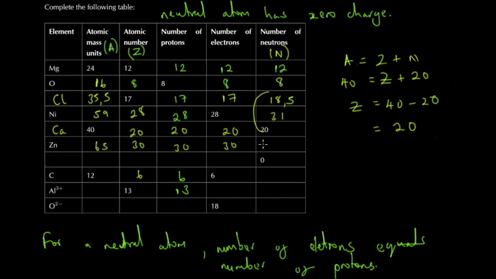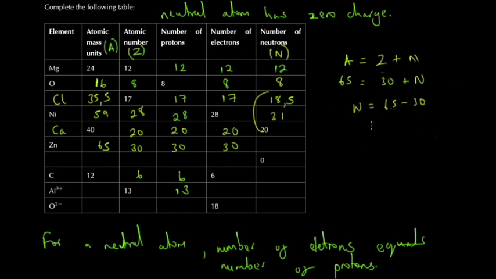Okay, so the number of neutrons. Your mass number is 65, which is A. Your Z, which is the atomic number, is 30, then plus N. You have to find N here. So N is equal to 65 minus 30, which is equal to 35.